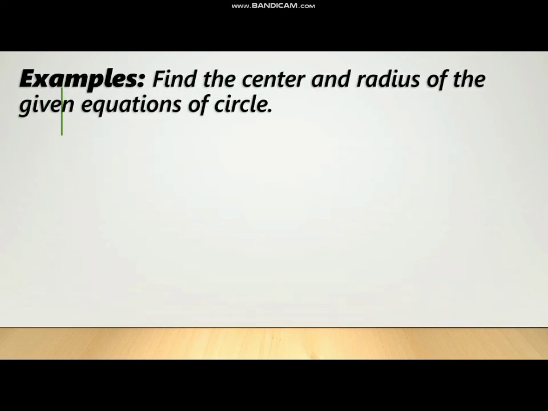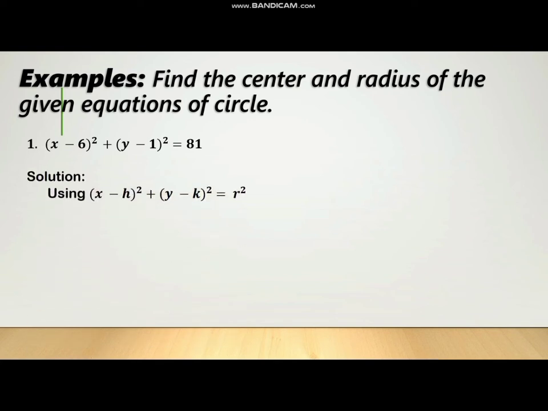For the examples, find the center and radius of the given equations of circle. So for number 1, the square of x minus 6 plus the square of y minus 1 equals 81. So using the formula, the square of x minus h plus the square of y minus k equals r squared. So ang h natin ay 6, ang k ay 1, at ang r squared ay 81. Kaya lang yan ay r squared.